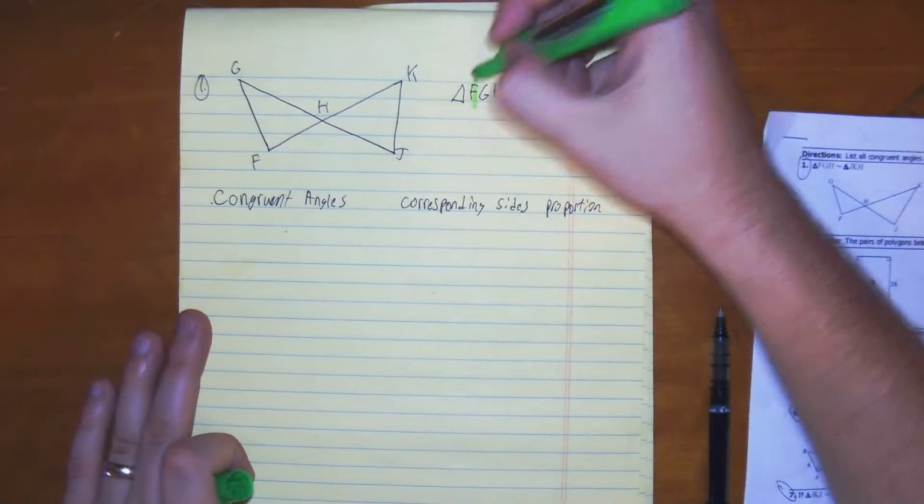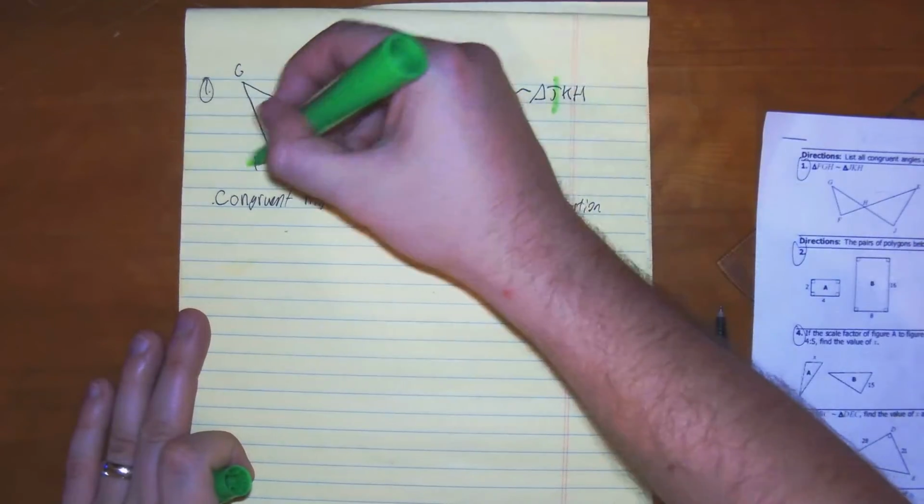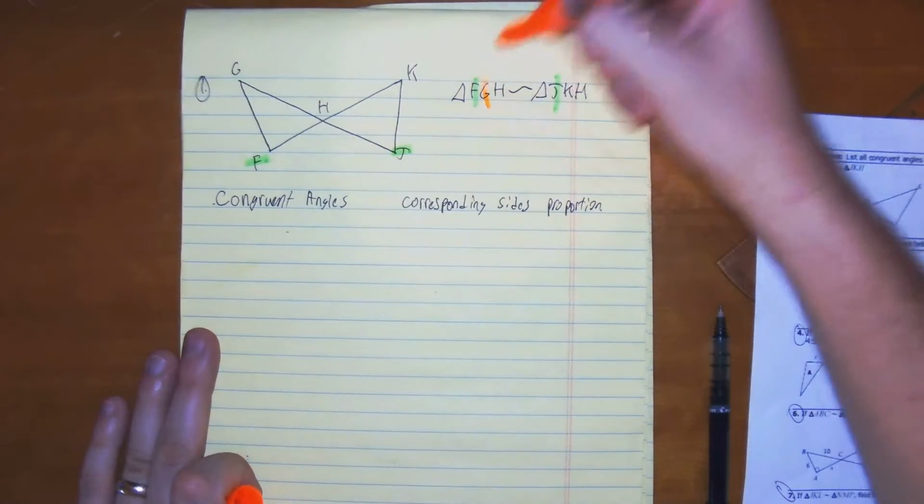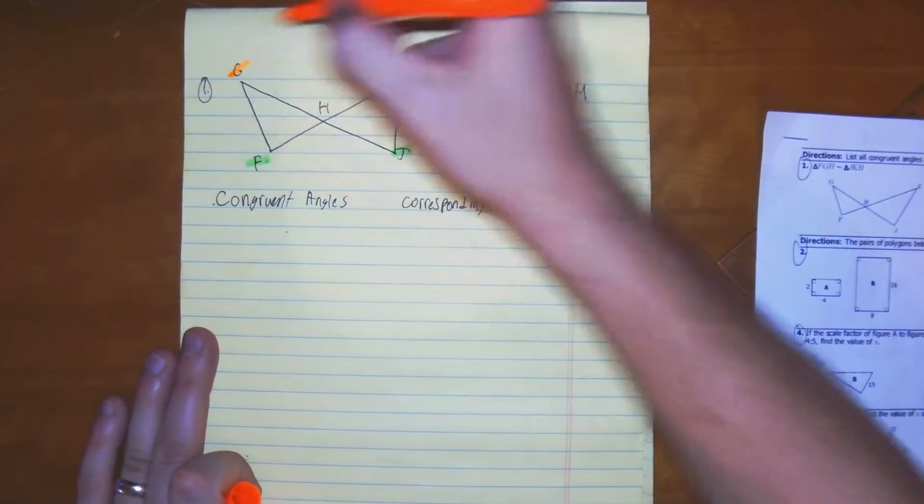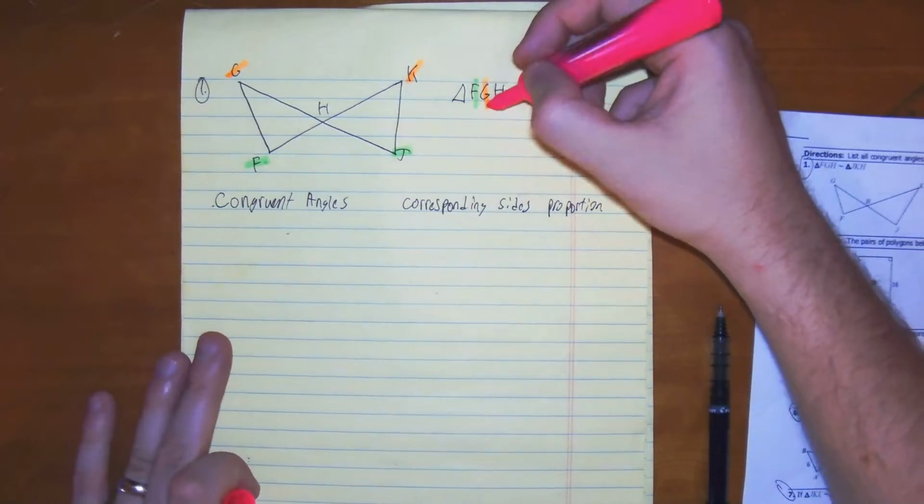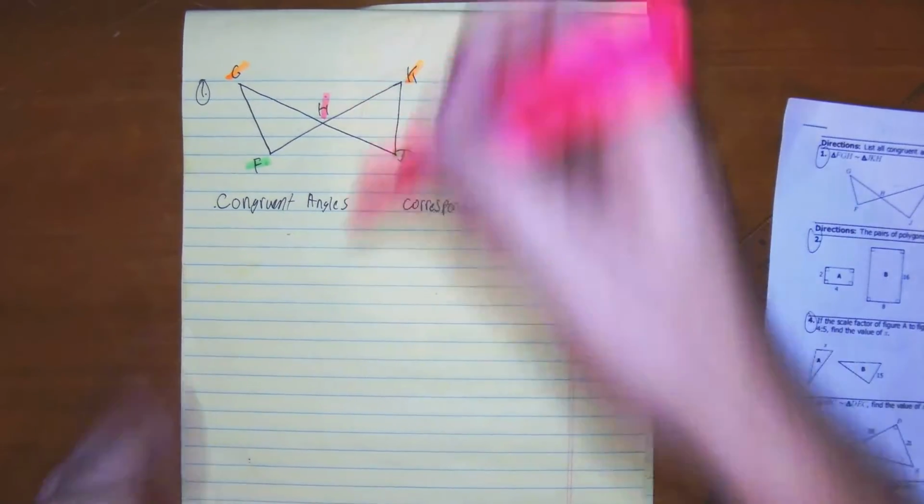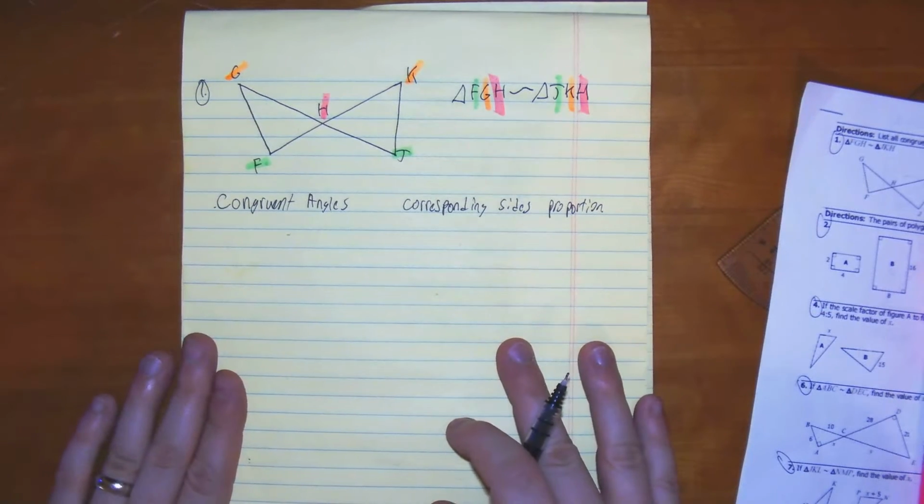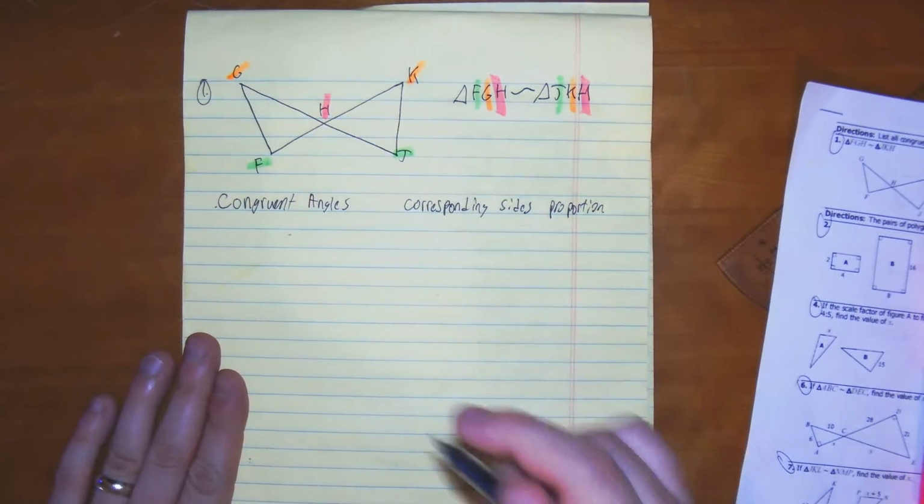We know F is the J, so F and J. Then we have G and K, G and K. And lastly, we have H and H. So this part's pretty easy. In similar triangles, we always have congruent angles.